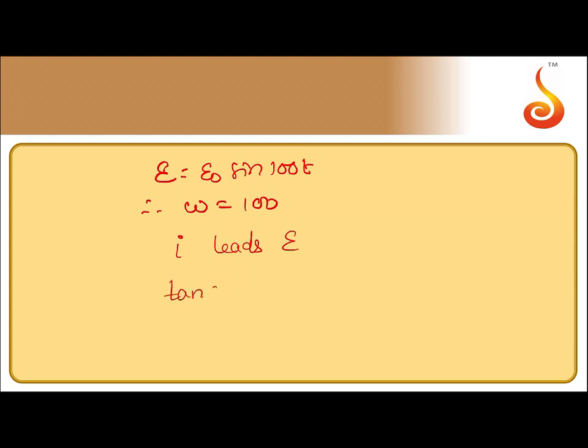So, tan phi is equal to 1 by omega into XC, that is RC. And we also know that phi is equal to pi by 4. He says the phase difference is this much. So, tan pi by 4 is equal to 1 by omega 100 R into C.